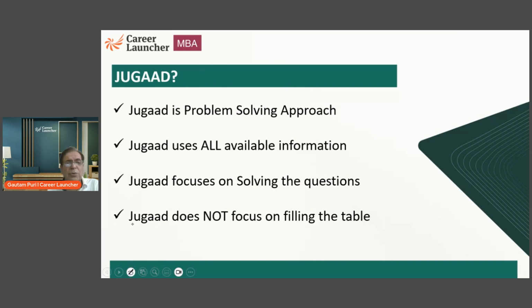Okay. So let's look at the approach that we follow. We follow the Jugaad approach, and very quickly, Jugaad is a problem-solving approach which says, please focus on all available information. And when we say all available information, remember, information is available in the question, in the choices, in the basic data also.